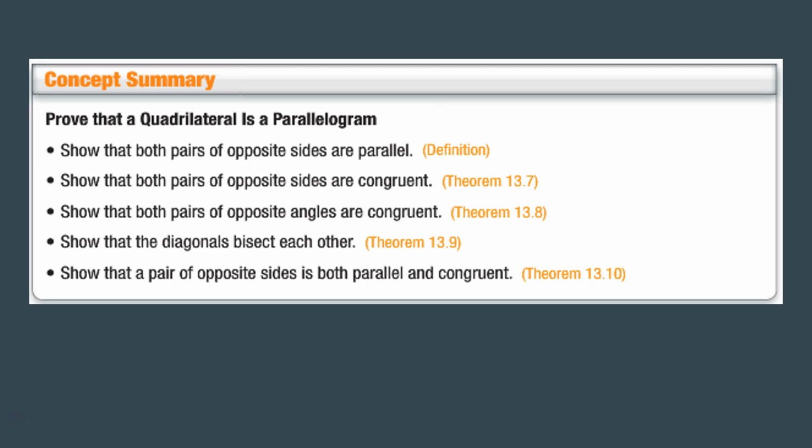All right, and here the concept summary is showing the 5 things that we need to know to prove that a quadrilateral is a parallelogram. We can show that both pairs of opposite sides are parallel, show that both pairs of opposite sides are congruent, show that both pairs of opposite angles are congruent, show that diagonals bisect each other, and lastly, show that a pair of opposite sides is both parallel and congruent. And that's it.